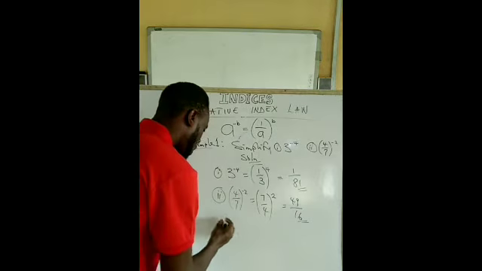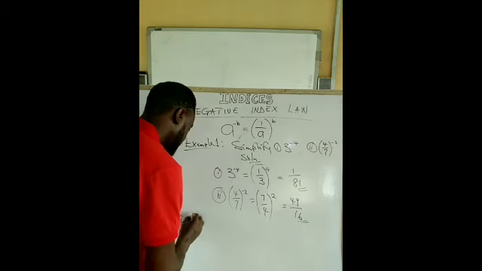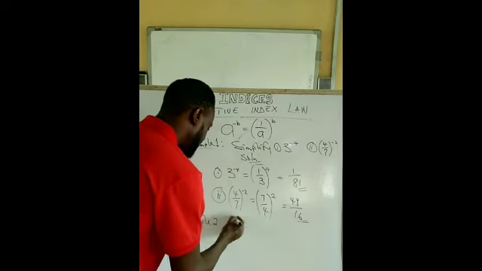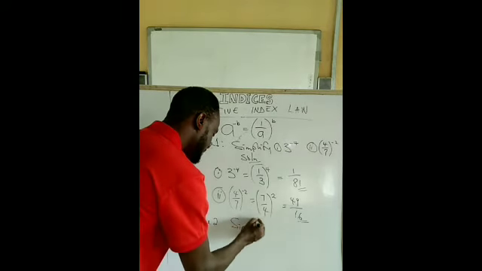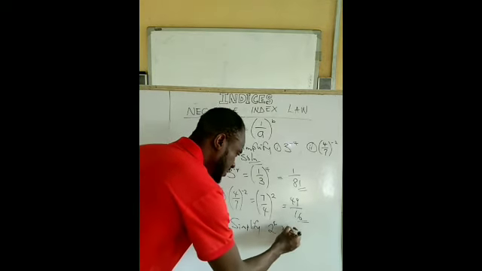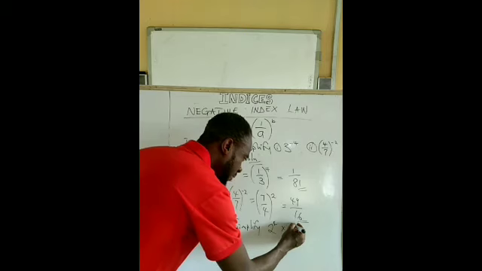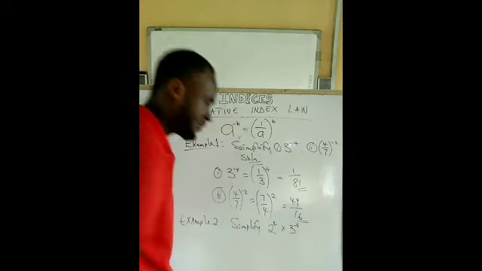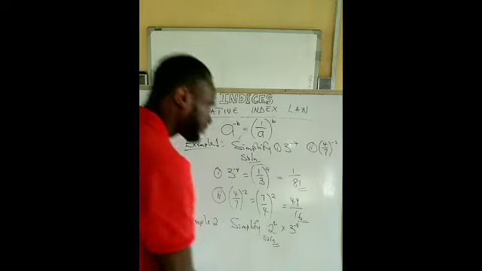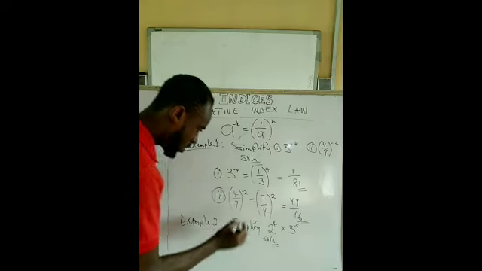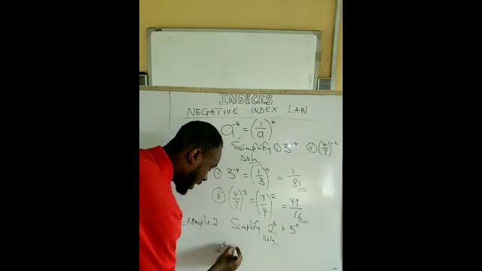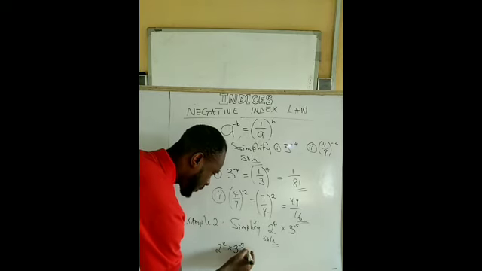Now let's take one last one. So let's call this example 2. Example 2, they say simplify 2 raised to the power of 4 times 3 raised to the power of minus 5. How do we solve this problem? Solution to this: I'm going to write 2 raised to the power of 4 times 3 raised to the power of minus 5.